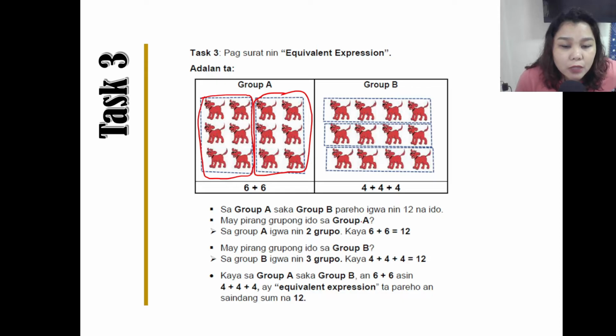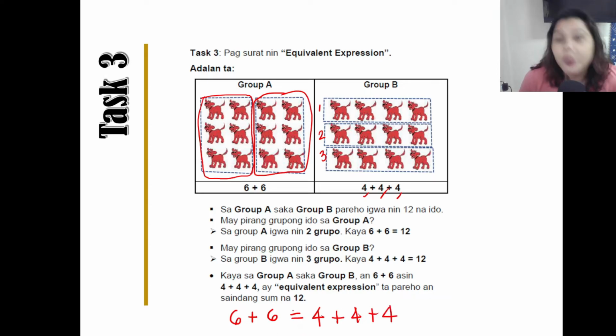May parang grupong ido sa group B. Okay, you see the broken lines? May duwang 1, 2, 3. There are 3 groups. Kaya, igwa kitang 4 plus 4 plus 4. Kaya, sa grupo A, sa grupo B, ang 6 plus 6, as in 4 plus 4 plus 4, equivalent expression. So, ibig sabihin, dahil pareho siya 12, ang answer pwedeng isulat siya as 1. So, 6 plus 6, pwedeng 4 plus 4 plus 4. Why is it that you can write it this way? Kasi pareho ang answer niya. Ano po?